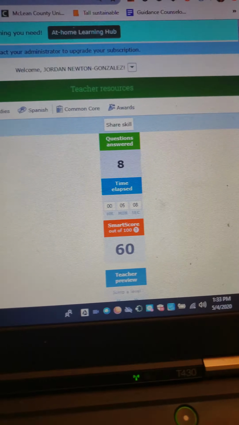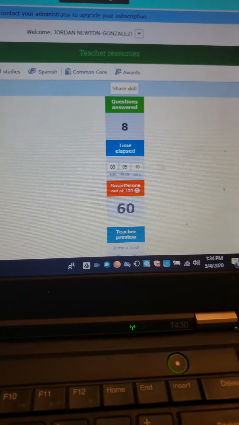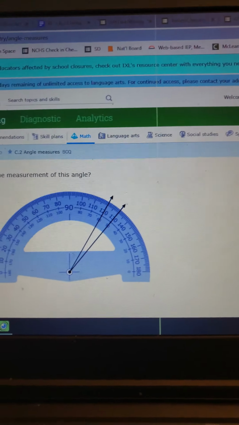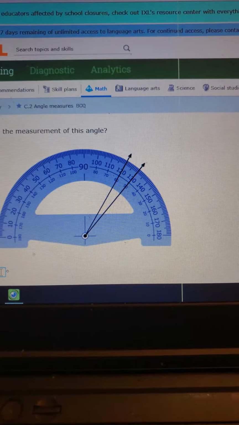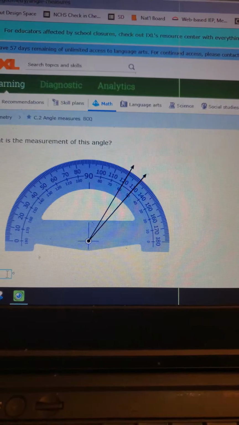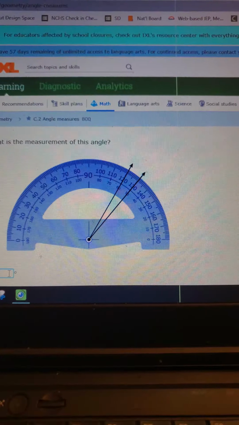And so that, I just did 8 problems. I didn't get any of them wrong. I got to a SMART score of 60. So again, it's just a little bit different the way some of these are being measured, a little bit different than what we did in class. But if you're counting by 5s or 10s, I don't think you'll find it very hard.